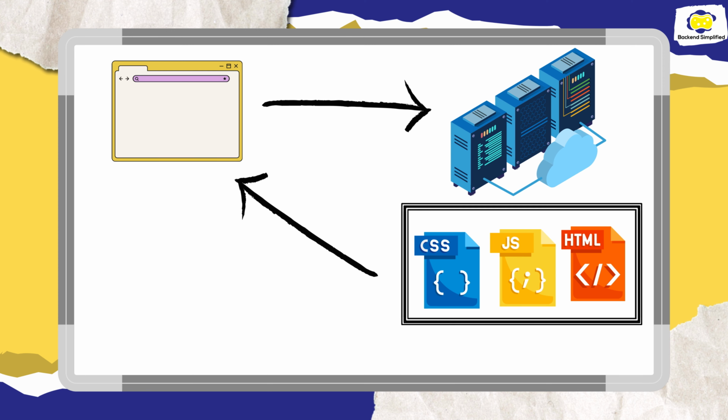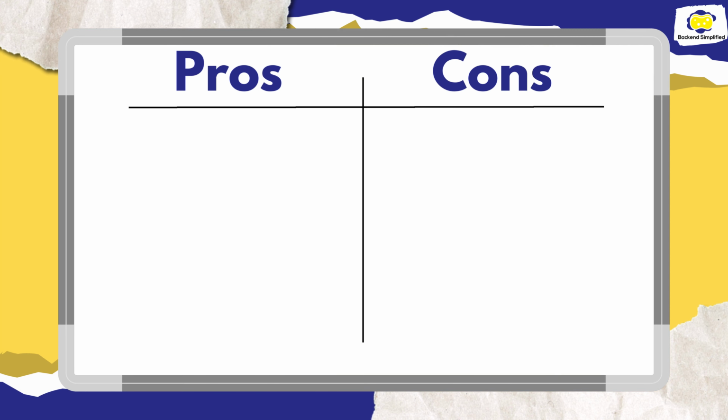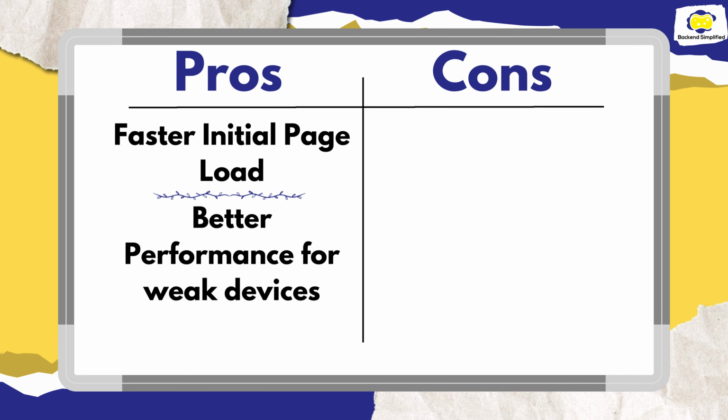I presume you have some pros and cons of SSR in mind. Let's formalize the discussion. We'll start with the pros. Because we render the HTML on the server, the browser simply needs to download the display, without undergoing any complex processing. This yields into two advantages: faster initial page load and better performance for users with weak devices.